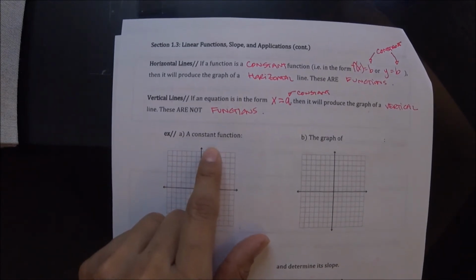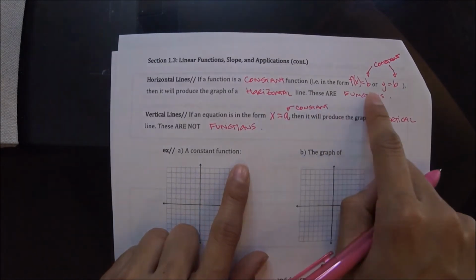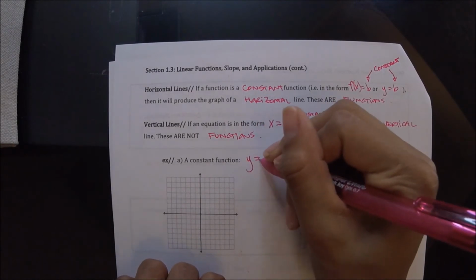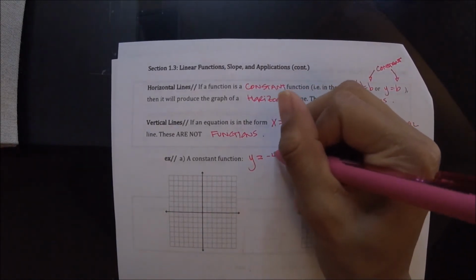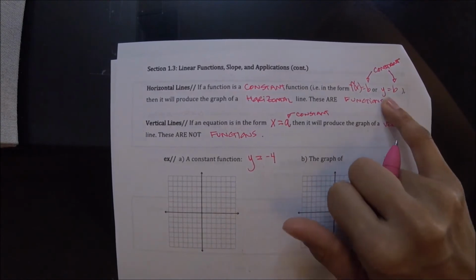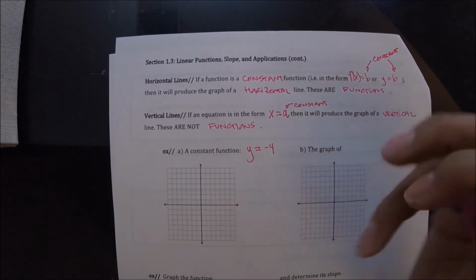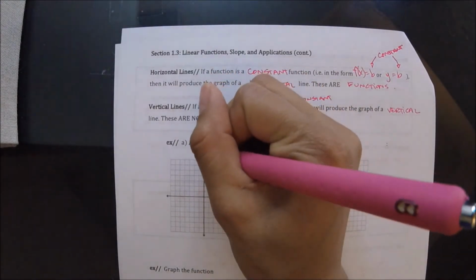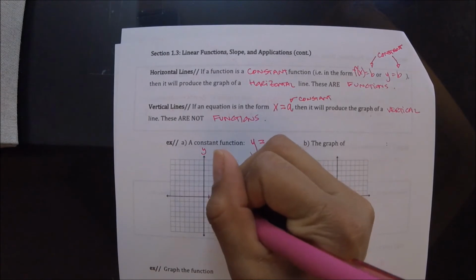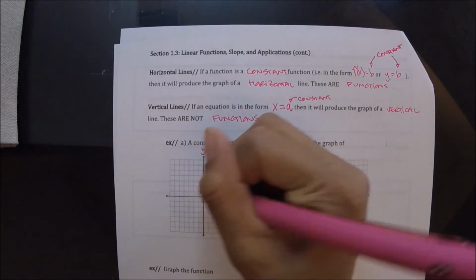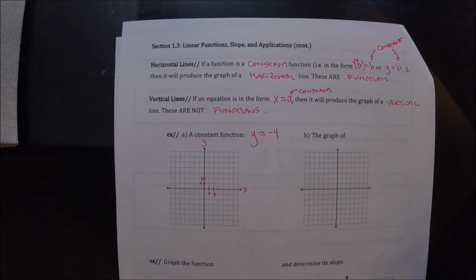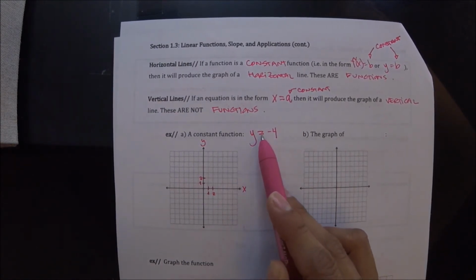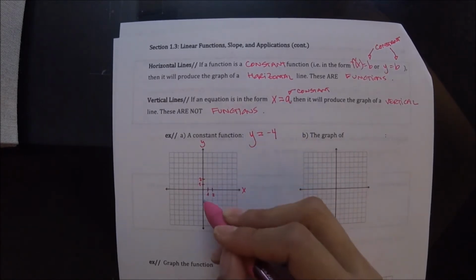So let's first talk about a constant function. So it would have to be in this form. And I'm going to use y. So let's say, for instance, we have y equals -4. So it's in this form. It's just y equals a number. So let's graph it. Here's my x-axis. Here's my y-axis. I'm going to go by ones and by ones. And this one is saying that the y value is always equal to -4.